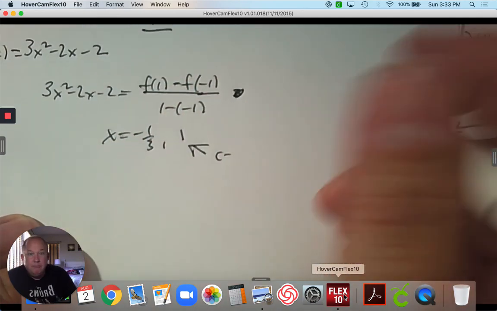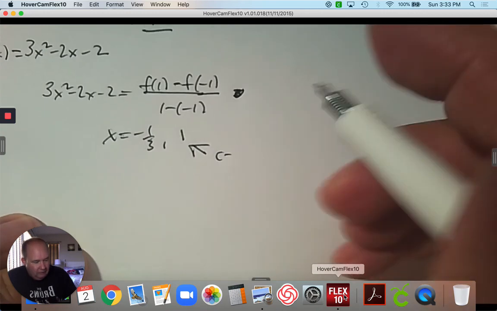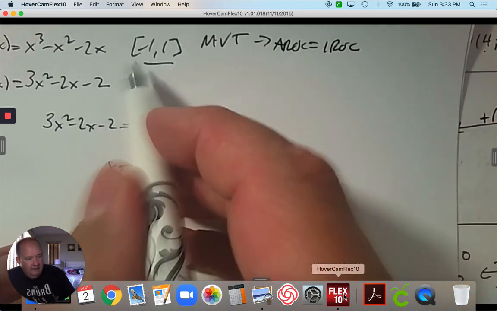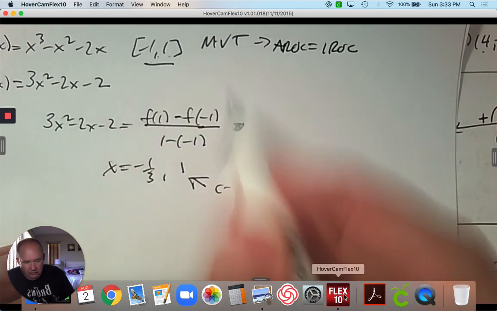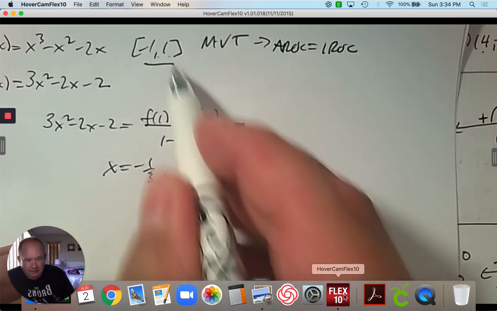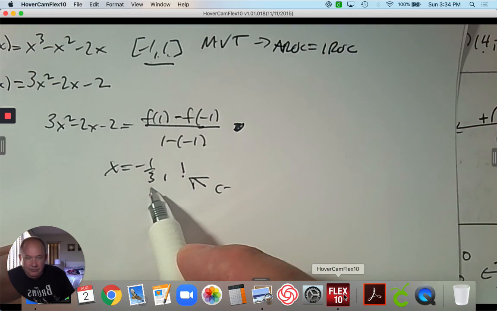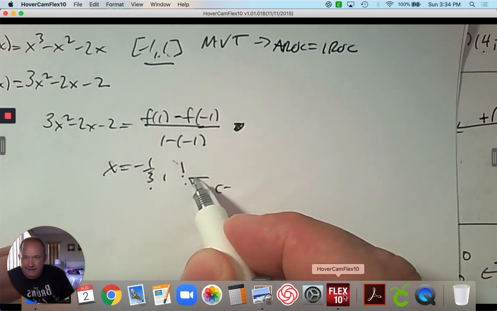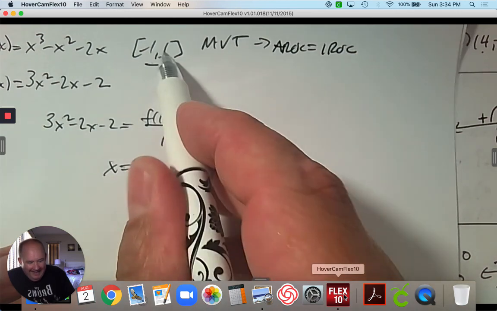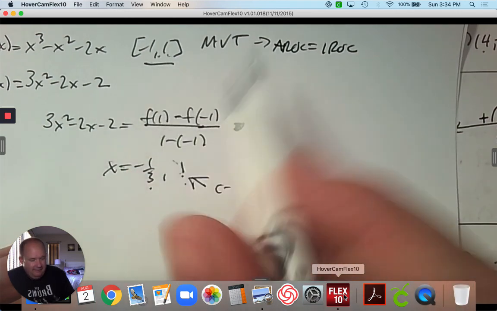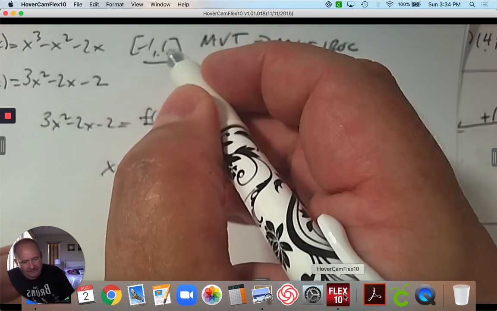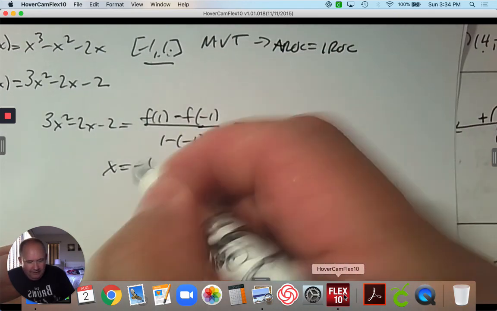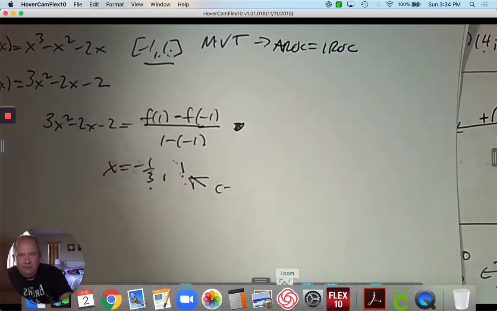Now, are both in my interval? So 1 is close, so I'm thinking that 1 should be included. Negative 1/3 is definitely in my interval. So if they weren't in my interval, I'd have to cross that out. So the end point, I'm going to double check the answer key. If it's at the end, does it count? Or is it only negative 1/3? So let me just check the answer key.